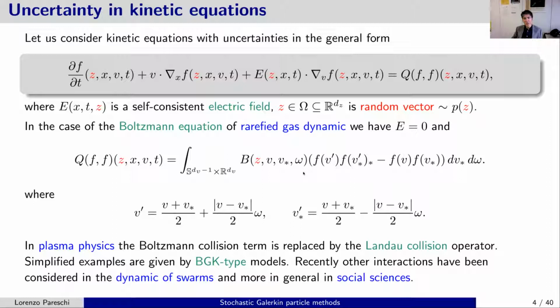In plasma physics, you have a similar collision operator. In this case, you have charged particles, so you have the presence of the electric field in general. And usually you have what is called the Landau collision operator, which has a Fokker-Planck-like structure. You have many simplified models that are typically used because of the high computational cost of these interaction operators. The most common are BGK type models, where you have a relaxation type approximation for the collision process.